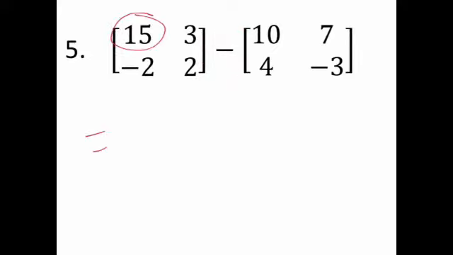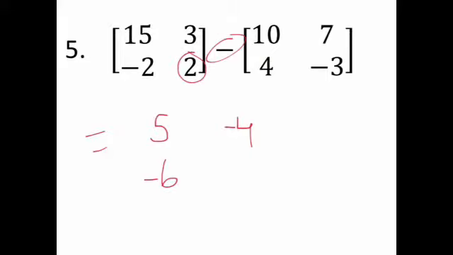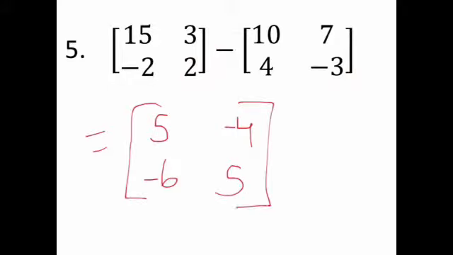Moving on to the next one, if you want to subtract matrices, you just have to subtract the corresponding parts, the corresponding entries. So you take 15 minus 10, that gives you 5. 3 minus 7 gives you negative 4. Negative 2 minus 4 is negative 6. And 2 minus negative 3 is the same thing as 2 plus 3. So that gives us 5. And that's my resulting matrix.